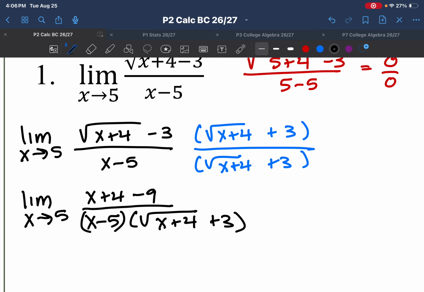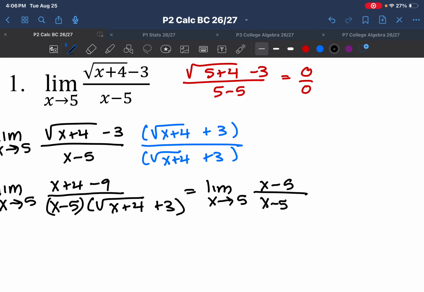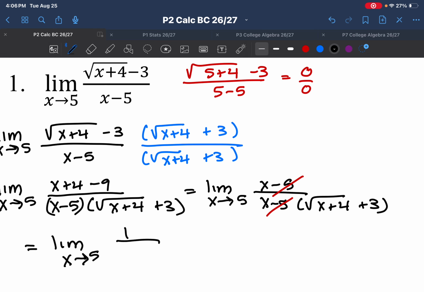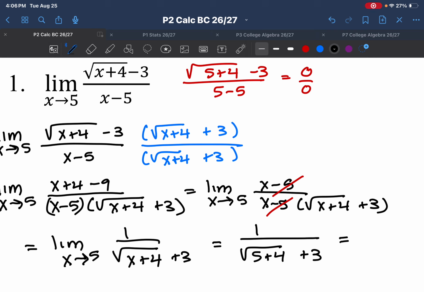And so if I simplify this, I get x minus 5 over x minus 5 times radical x plus 4 plus 3, which means the x minus 5's cancel out, and I'm left with the limit as x approaches 5 of 1 over the square root of x plus 4 plus 3, which means now I can do direct substitution, and I have the square root of 5 plus 4 plus 3, which is 1 over the square root of 9, which is 3. 3 plus 3 is 6. So 1/6 is my answer.